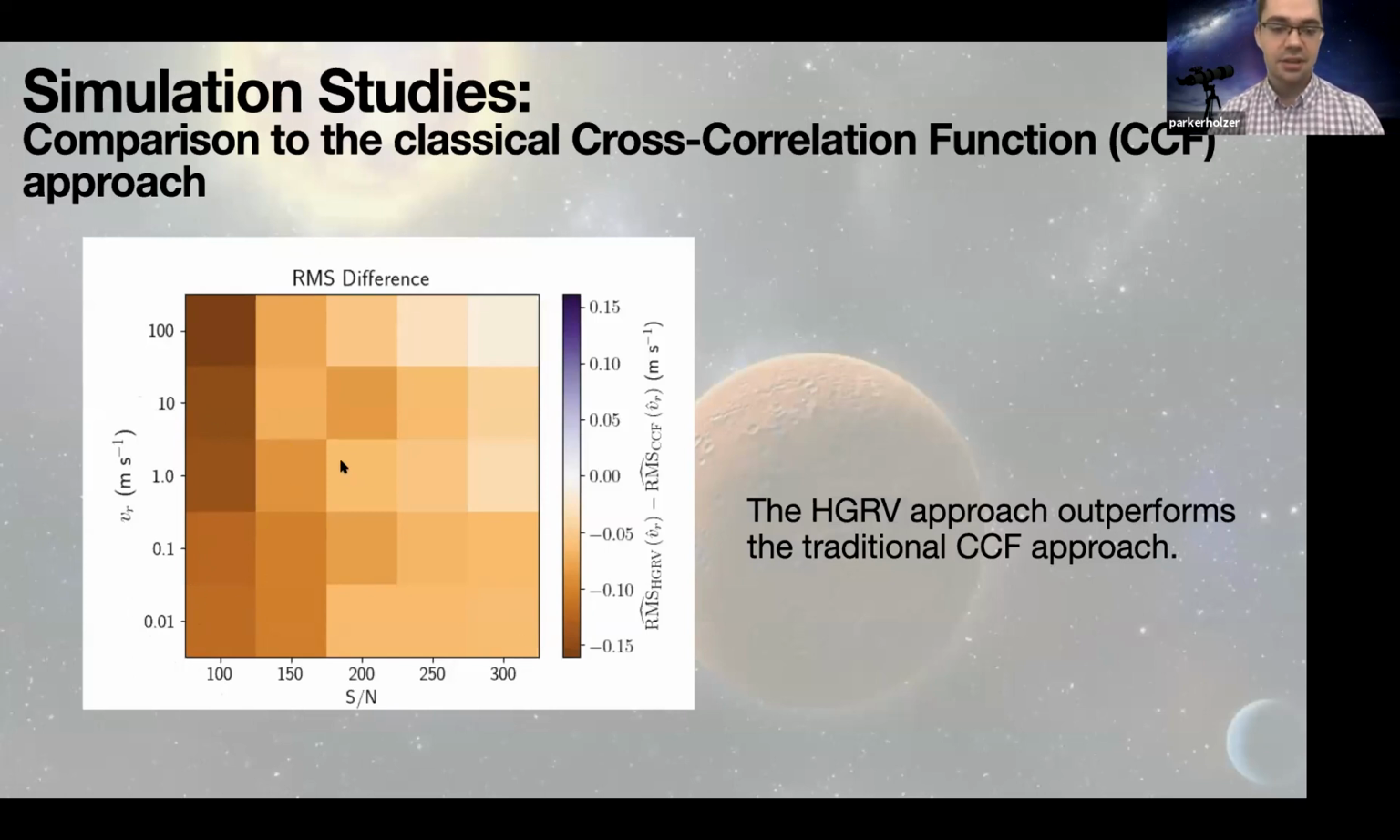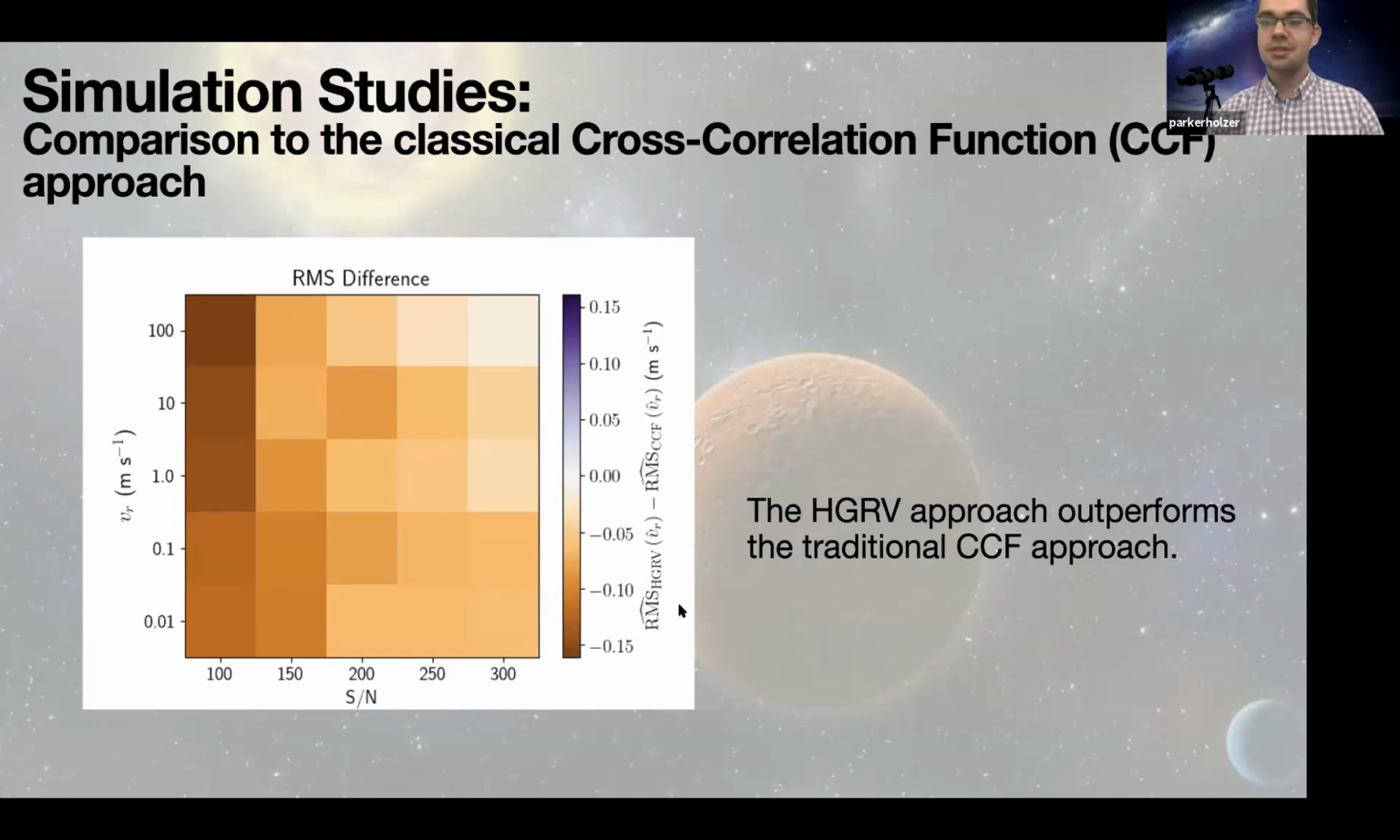If we look at each of the pairs of radial velocity and signal to noise, and look at the difference in the root mean square, or the square root of the mean squared error, between the two methods, we find that the difference is negative. In other words, the HGRV has a smaller RMS. They're all negative in here. So this is backing up the idea that the HGRV method seems to have lower risk than the traditional CCF approach.